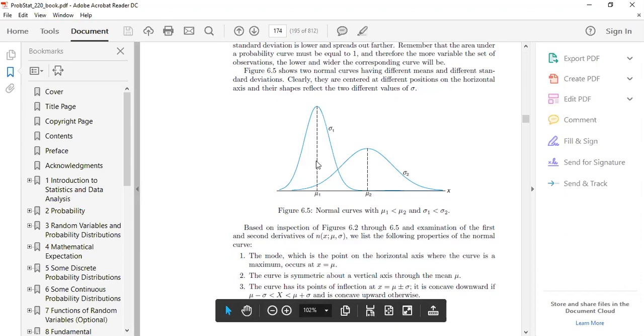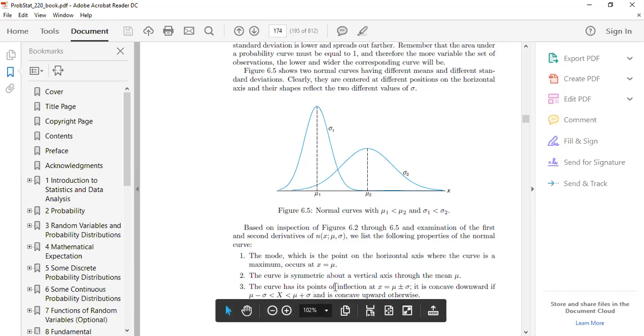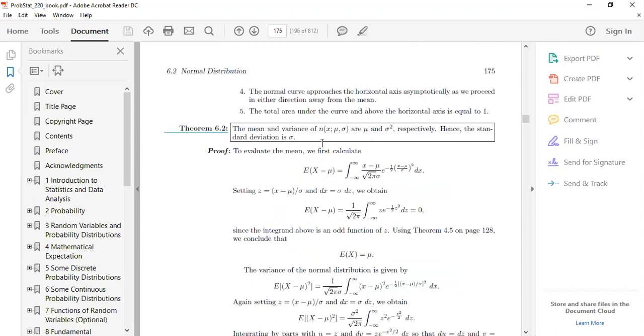This is nu plus sigma, somewhere over here. That is my inflection point, and nu minus sigma is over here. Both sides are exactly on the same line. So x lies between nu minus sigma and nu plus sigma, here to here, and the curve is concave upward otherwise, as I told you.